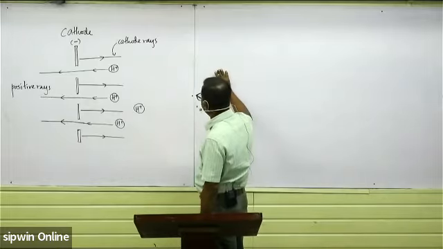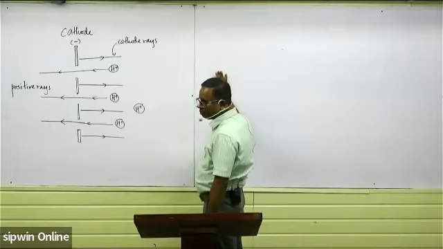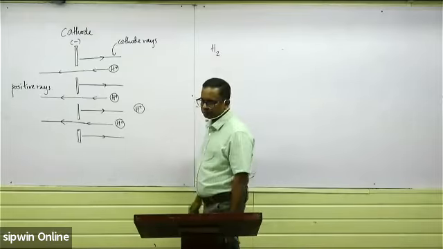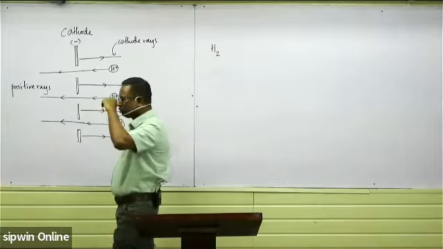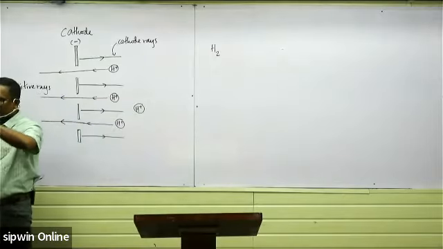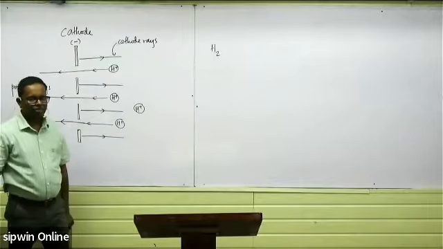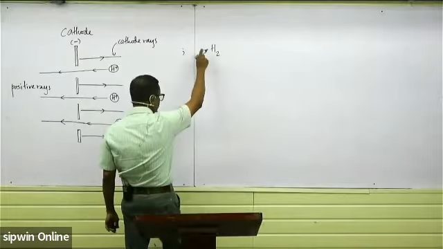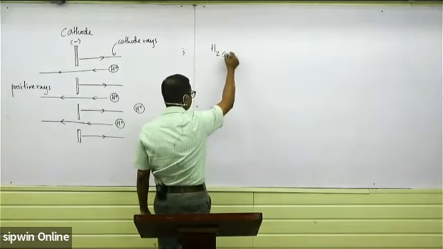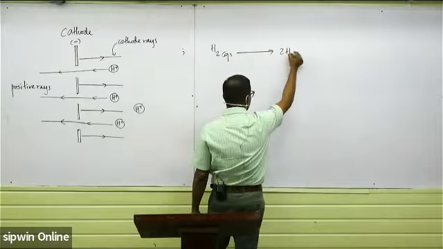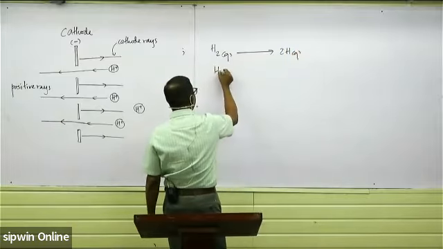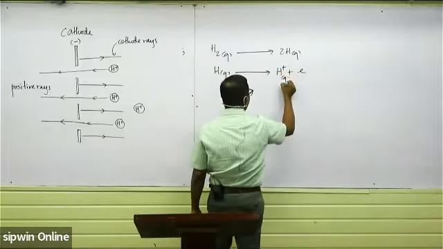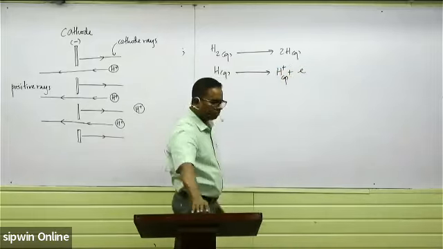Examples: if the residual gas is hydrogen, H2 gas turns into 2H gas. Then H gas turns into H+ gas, as an electron is removed.